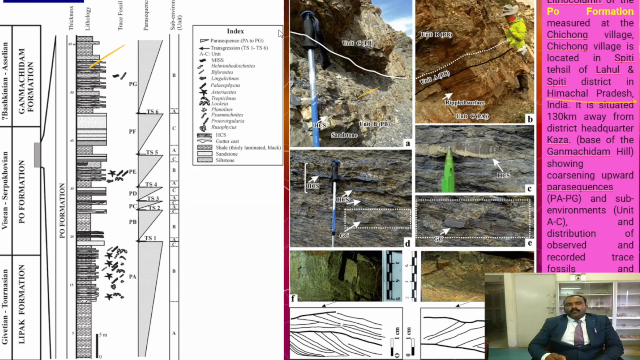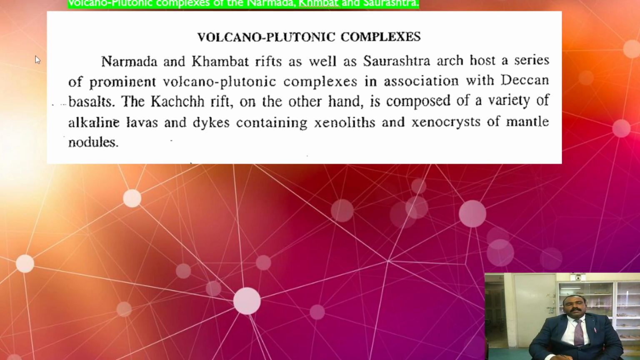Coming to the Indian subcontinent, that is the Deccan volcanic provinces, or the volcano plutonic complexes of the Narmada, Khambhat or Saurashtra regions. The Narmada, you know, is a rifted river, flowing through the rift zones. The Narmada and Khambhat Rift, as well as the Saurashtra arcs, host a series of prominent volcano plutonic complexes in association with the Deccan basalt.